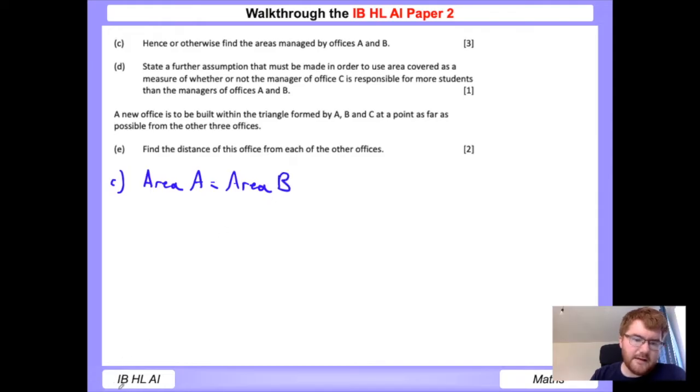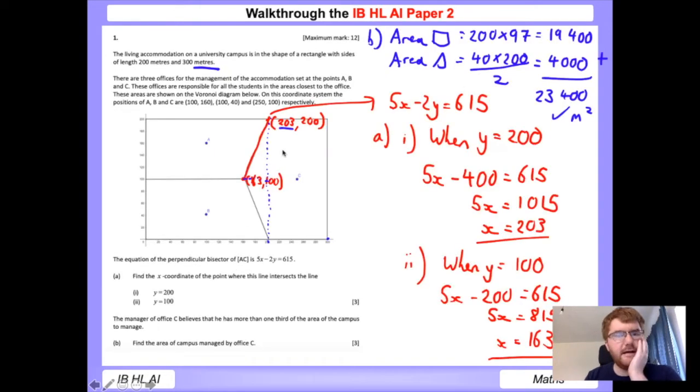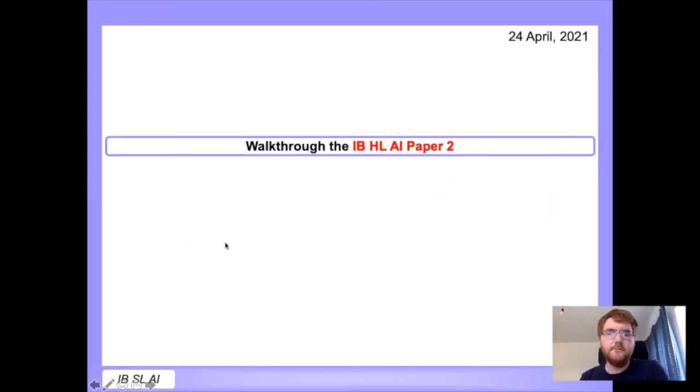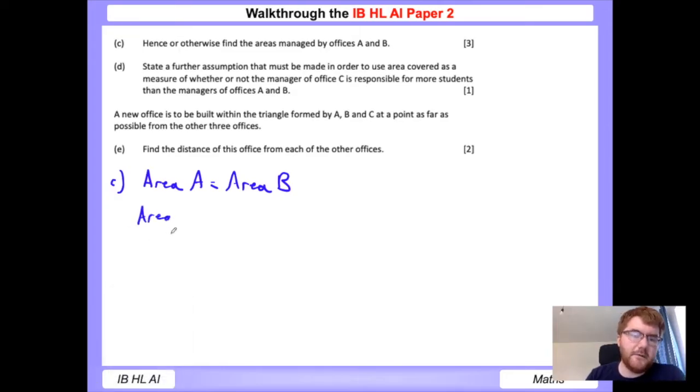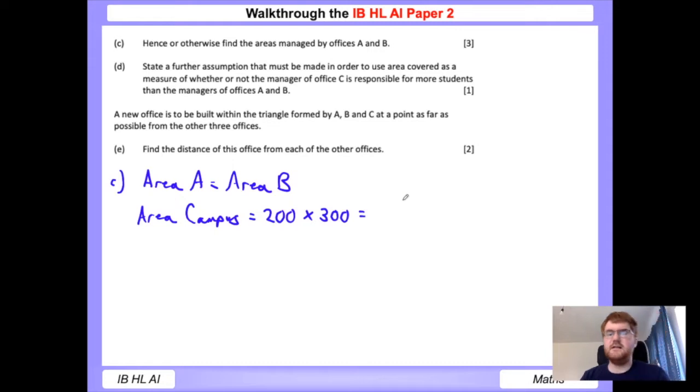Now the way I work out the area of this, if I go back, we already know the area of C. We can work out the area of the entire shape and then take one away from the other. That will give us the areas of A and B combined, and then we can divide by 2. So let's go through this. So the area of the entire shape, or the campus, so area of campus, try and give it a context, is 200 times 300, so that's equal to 60,000.